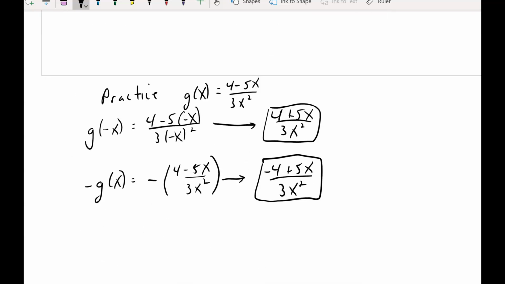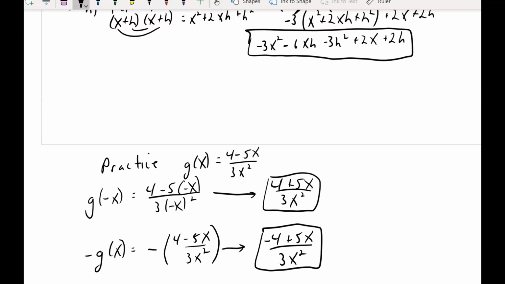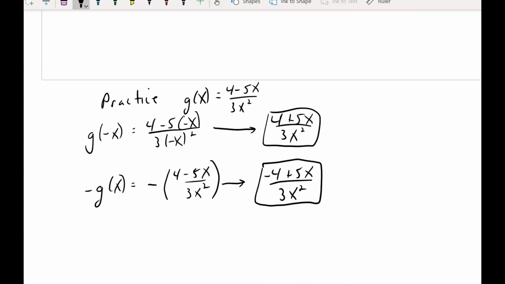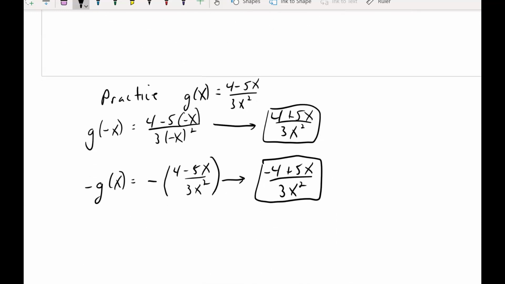Okay, so first of all, here are the answers, but you probably noticed, I just realized that there's a little typo up here, so let's fix that. These are all supposed to be g, so this is g of negative x and negative g of x, and then we're going to find g of 3x, 3g of x, and g of x plus 1. So these are all about the given function here for the practice, not the same function that we already worked with. All right, so here again is g of negative x and the opposite of g of x.